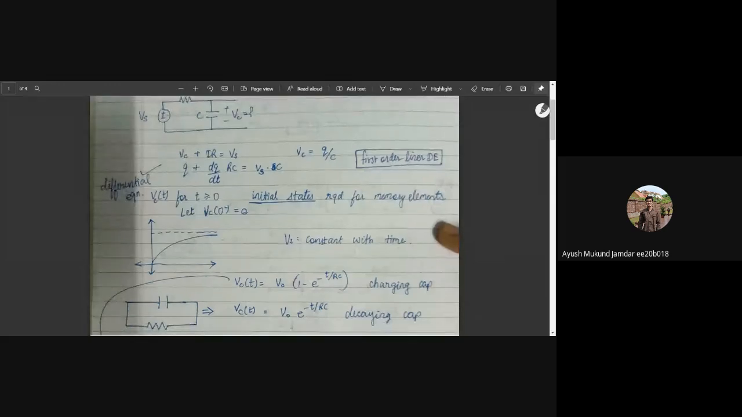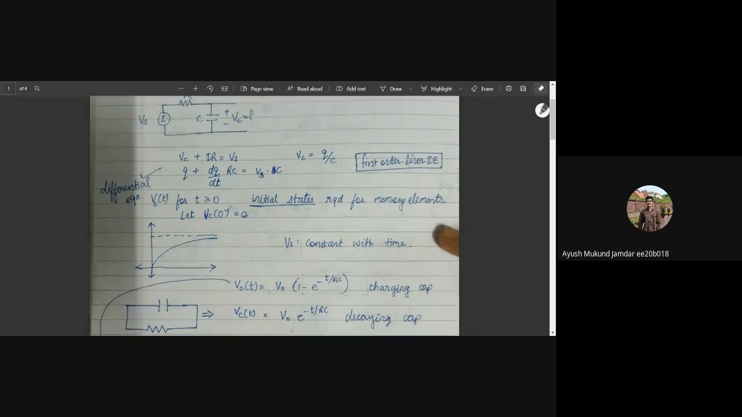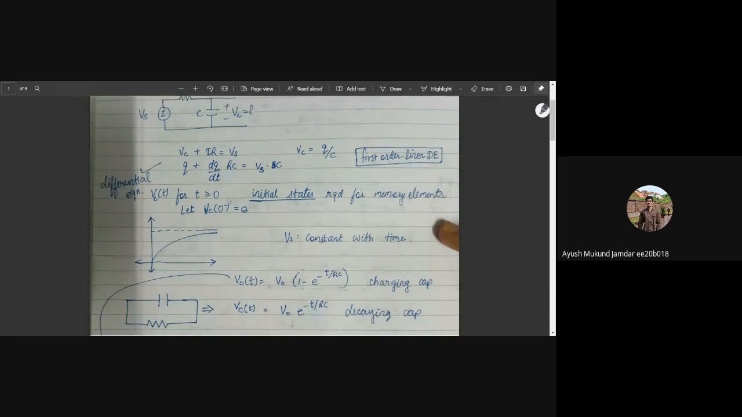Similarly, if we take Vs equals 0, that is there is no source, but the capacitor had an initial voltage, let's say V naught. So in this case, the capacitor will be a decaying capacitor circuit. So Vc of t will be equal to V naught times e power minus t by Rc.